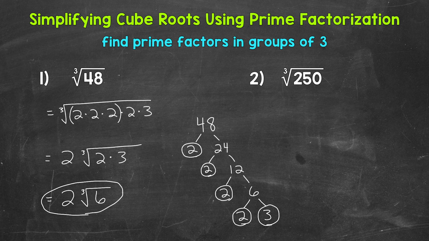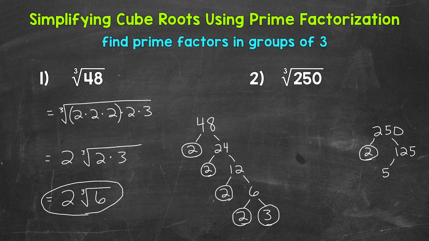Let's move on to number 2, where we have the cube root of 250. 250 is not a perfect cube, so let's simplify this cube root. We will start with the prime factorization of 250. Let's come to the side and take a look at the prime factorization of 250. I'm going to start with the factors of 2 and 125. 2 is prime, so we are done there. 125, we can break that down.